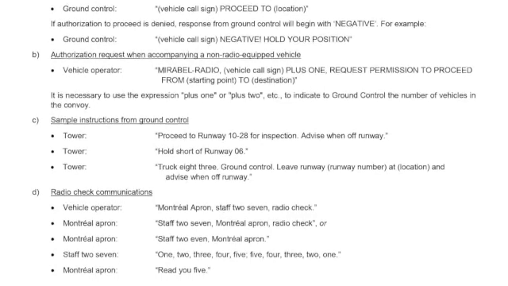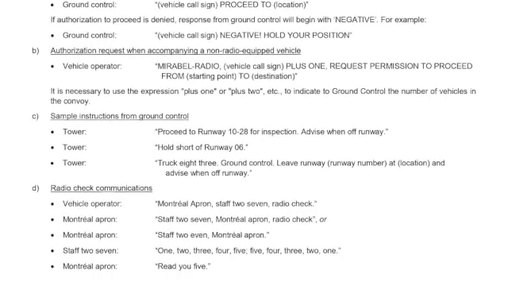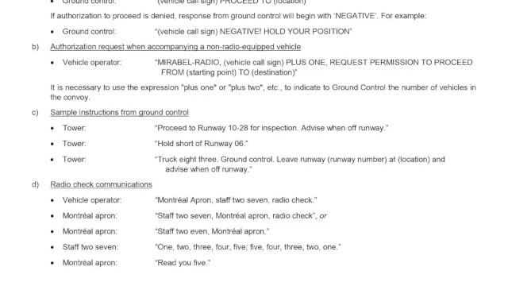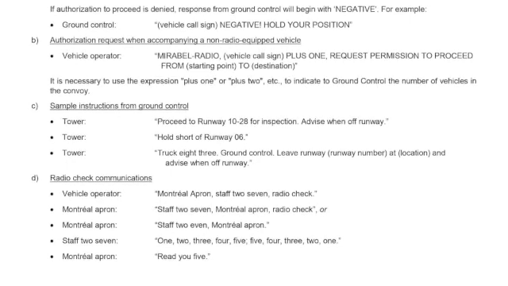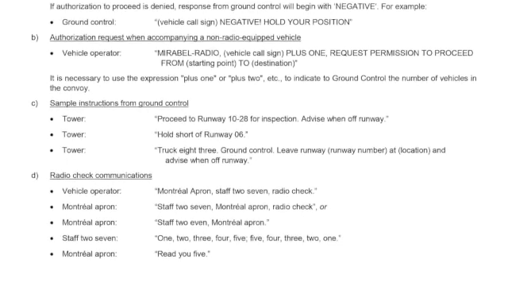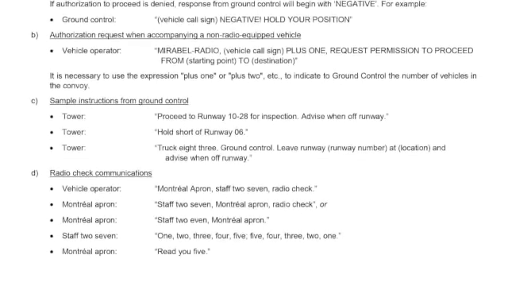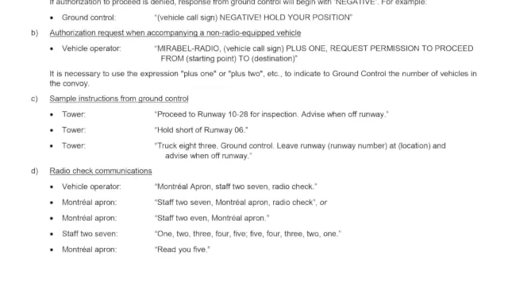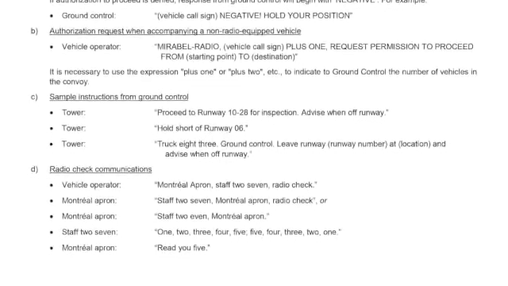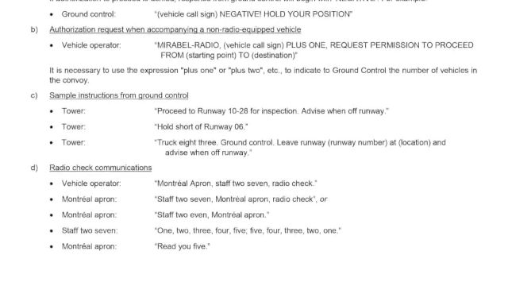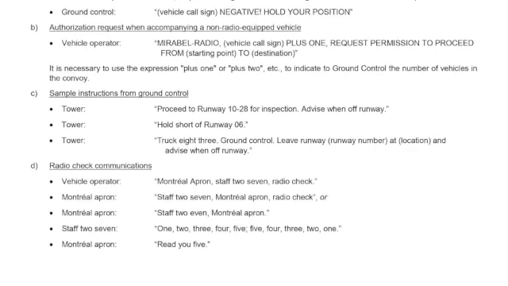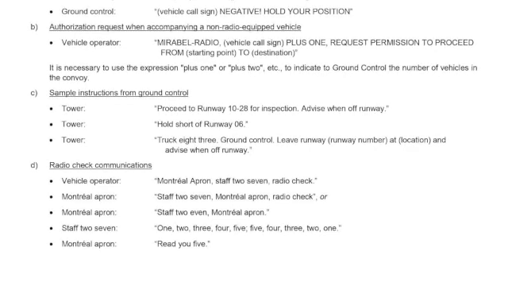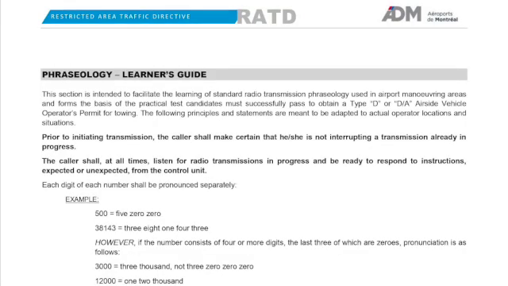D. Radio check communications. Vehicle operator: Montreal apron, staff 27, radio check. Montreal apron: staff 27, Montreal apron, radio check. Staff 27: 1, 2, 3, 4, 5. 5, 4, 3, 2, 1. Montreal apron: read 5.